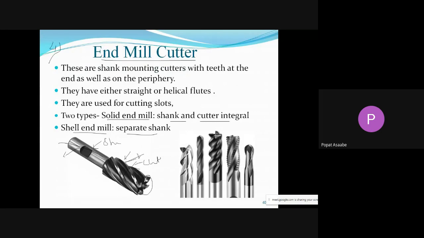End mill cutter: this is the end mill cutter, and on its periphery the cutting teeth are there, and also at the end there are cutting edges. These are the simple milling cutters we use to perform the different types of milling operations.